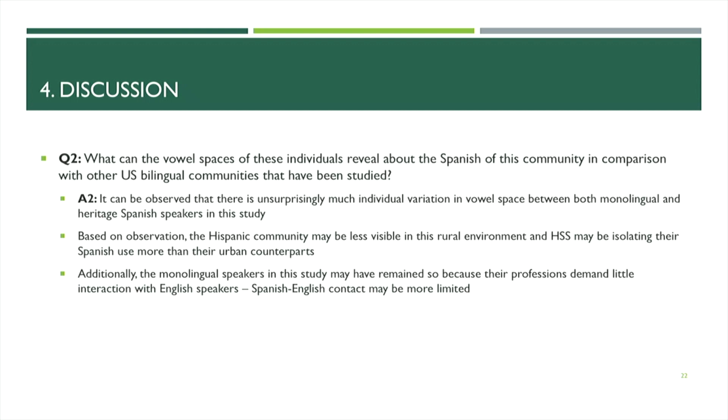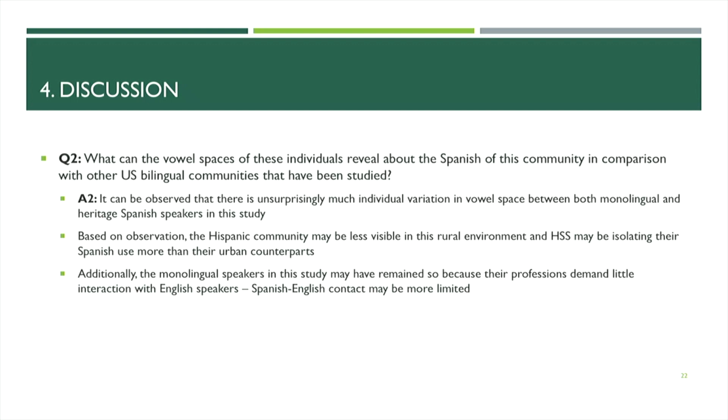And even just based on observation and based on my own experience in this community, we can see that although there's increased visibility and there's much more participation in local business and everything, and there's more of a Hispanic presence than there was 20 years ago or so, this heritage Spanish speaker community is very possibly more isolated than it would be in an urban counterpart in the state.